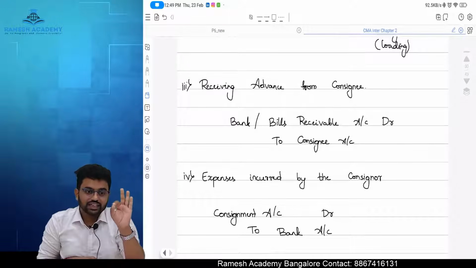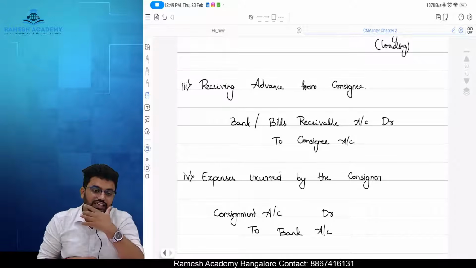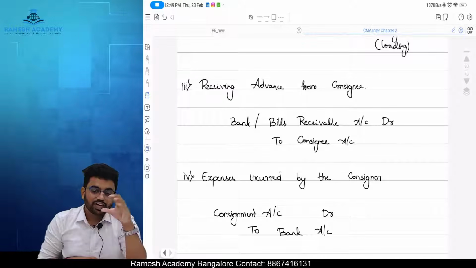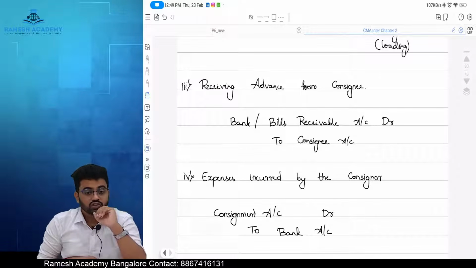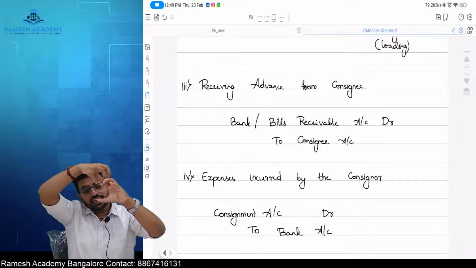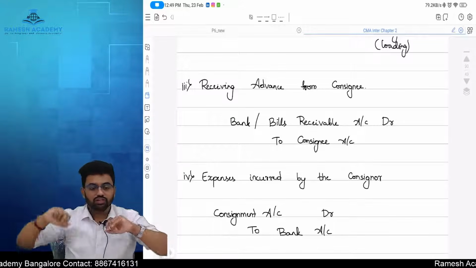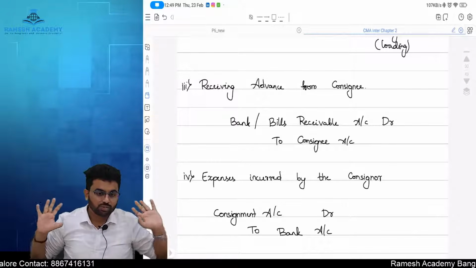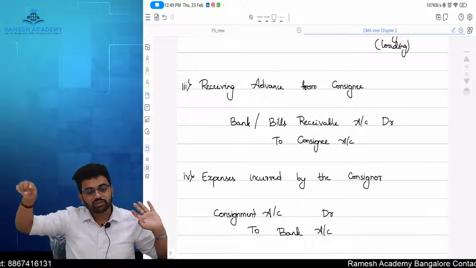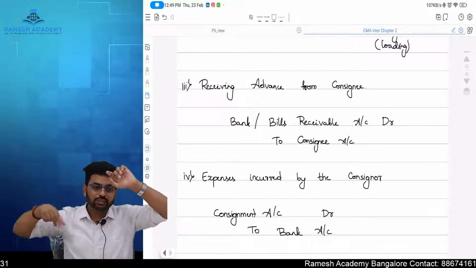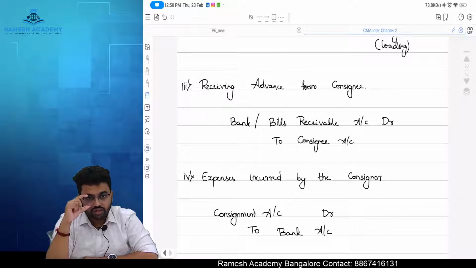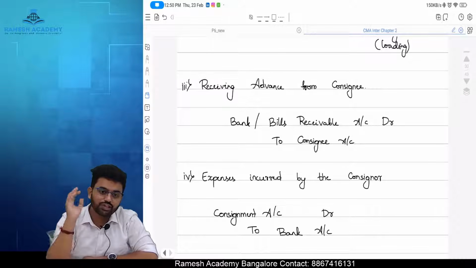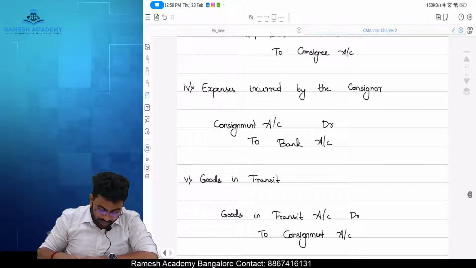But the thing is, here we are not transferring it directly to the P&L account. We are making one more nominal account which is called a consignment account. So we should charge it there. After that, the net result will be transferred to the P&L account. So I can say that expense account debit to bank account, later consignment account debit to expense account. So if I cancel expense account, the entry will be consignment account debit to bank account. So expense incurred by the consignor, usually we will do it as consignment account debit to bank account.